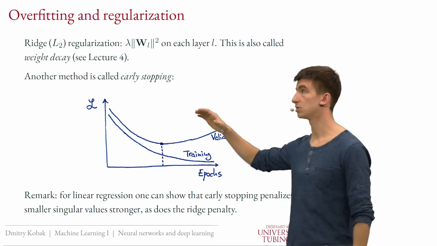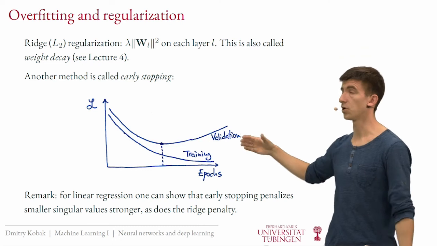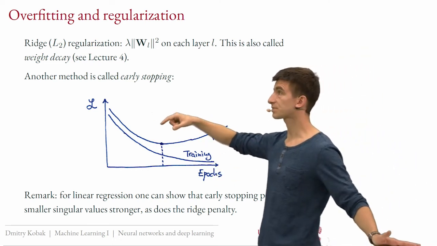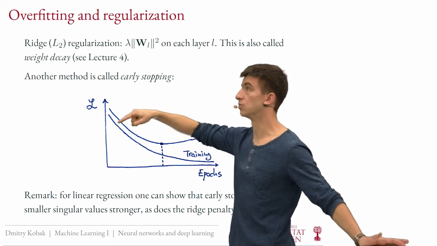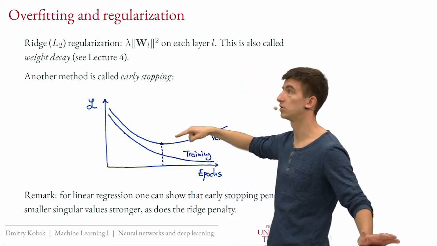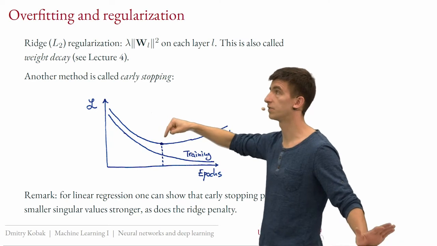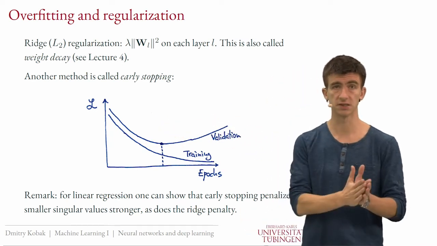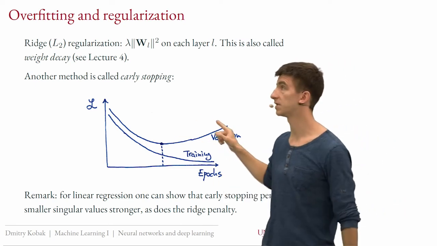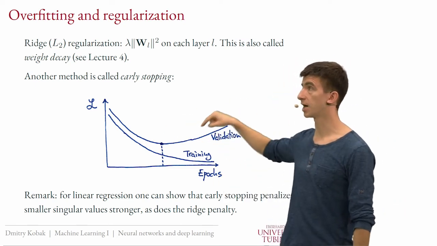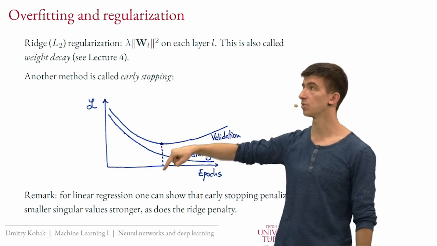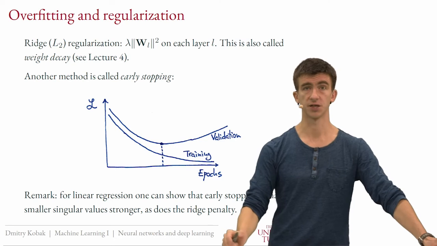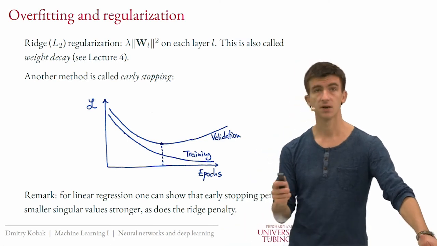For a nonlinear model, a deep neural network, we don't know how to analyze this mathematically, but the same thing happens. You fit, and then at some point, often, not always, you start to overfit if you train more. So what people do is they keep training the network and look at the validation loss, and whenever it starts going up, you stop and say, okay, this is my model. So the number of epochs to train becomes a regularization parameter. That's pretty interesting.